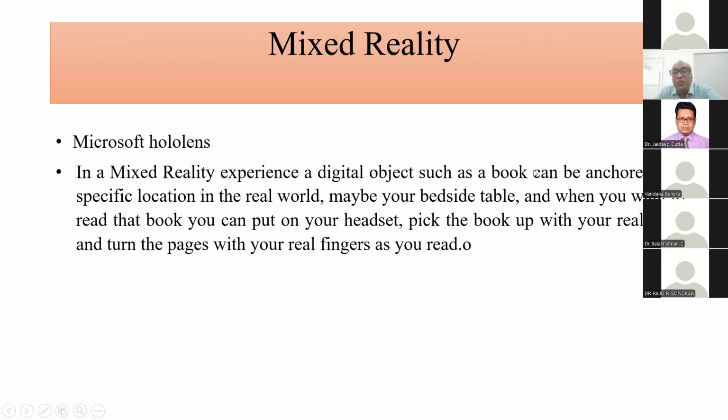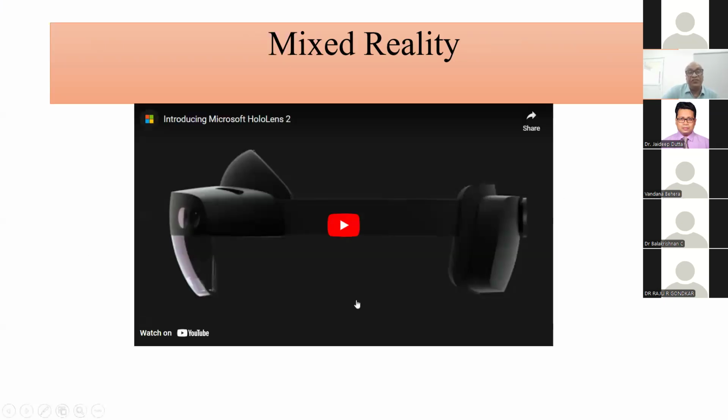I have a digital book, and I anchored that digital book in my real world, say on my reading table. I want to read that digital book. Remember, that book is not a physical book, that's a digital book. And I'll be putting on my VR headset. I'll be picking up the book with my real hand and I can turn the pages with my real fingers. That's fantastic, right? And for mixed reality, one product of Microsoft is being mentioned as HoloLens. So I'll try to play the video once again.